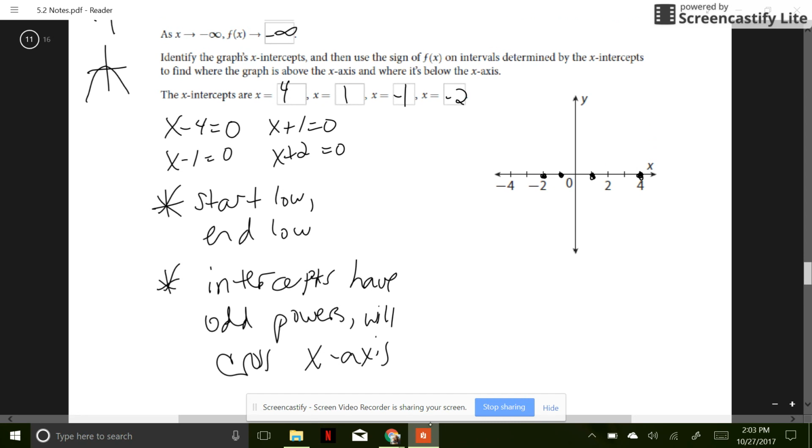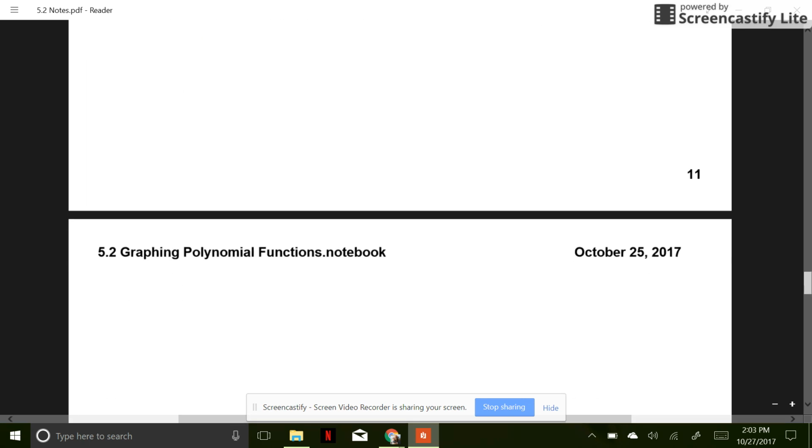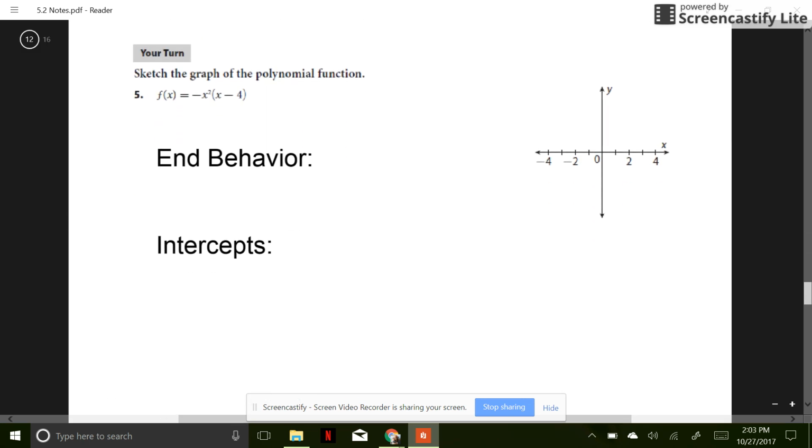So we have to make sure we start low. So we're going to start down here. We're going to cross, cross, cross, cross, and we're ending low. That's what we wanted. So it's going to look something like that. And let's try one more.